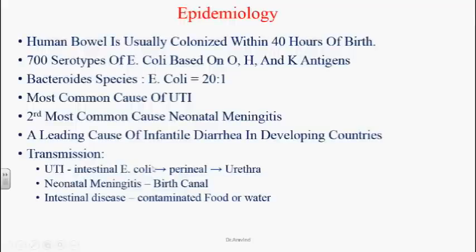Epidemiology. These organisms colonize the human GI tract within hours after birth, about 40 hours. And as we already discussed, there are 700 serotypes of E. coli based upon O, H and K antigens. When compared to Bacteroides, which are majorly seen inside the GI tract, the ratio of Bacteroides to E. coli is 20:1.